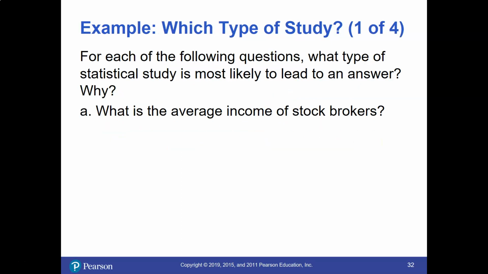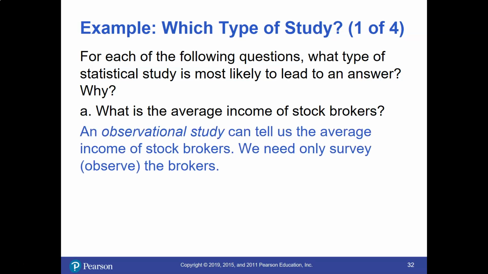So which type of study is it? For each of the following questions, what type of statistical study is most likely to lead to an answer? What is the average income of stockbrokers? Again, you could do a retrospective study here. An observational study tells us the income of stockbrokers. You need to only observe the brokers. So you actually don't need a retrospective study, but I was thinking that you could do one here. A retrospective study is a type of observational study, but I guess you could do a current one as well. So there's no need for that to necessarily be retrospective.